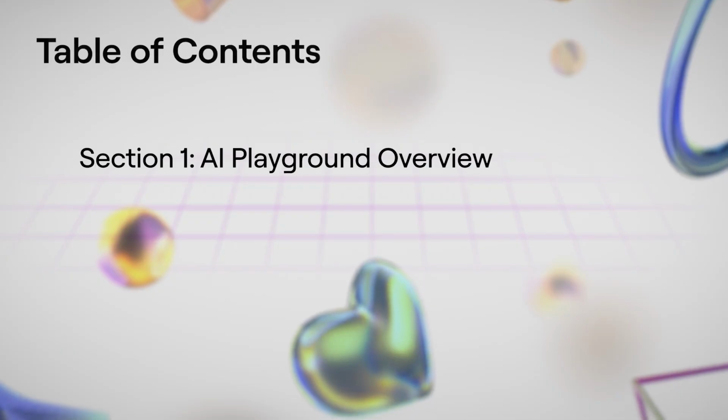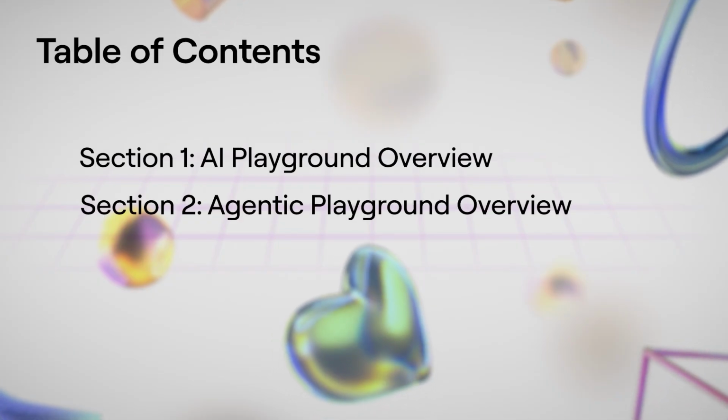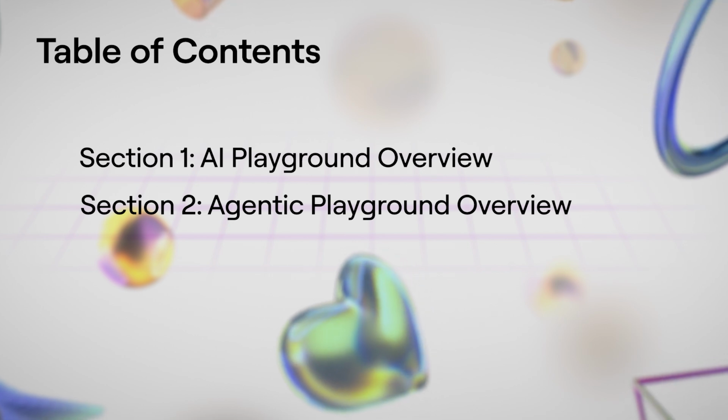Today I'm super excited to go through two different new samples. The first one is the AI Playground and the second one is the Agentic Playground. The Agentic Playground is built on top of the AI Playground. We will go through the AI Playground overview and then the Agentic Playground overview. We will see all of the architecture of the project in detail and we'll visualize it through diagrams.